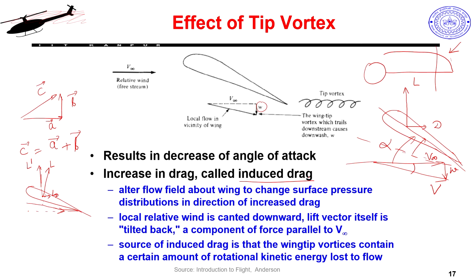That is the thing, right. So, this results in decrease in angle of attack, and it causes increase in drag called induced drag. It alters the flow field about the wing to change surface pressure distributions in the direction of increased drag. Local relative wind is canted downwards, lift vector is tilted backwards. So, my wind is canted downwards, which means it is decreasing my angle of attack, and the lift vector itself is tilted back, and a component of force parallel to V infinity would now appear. So, this is the source of induced drag.